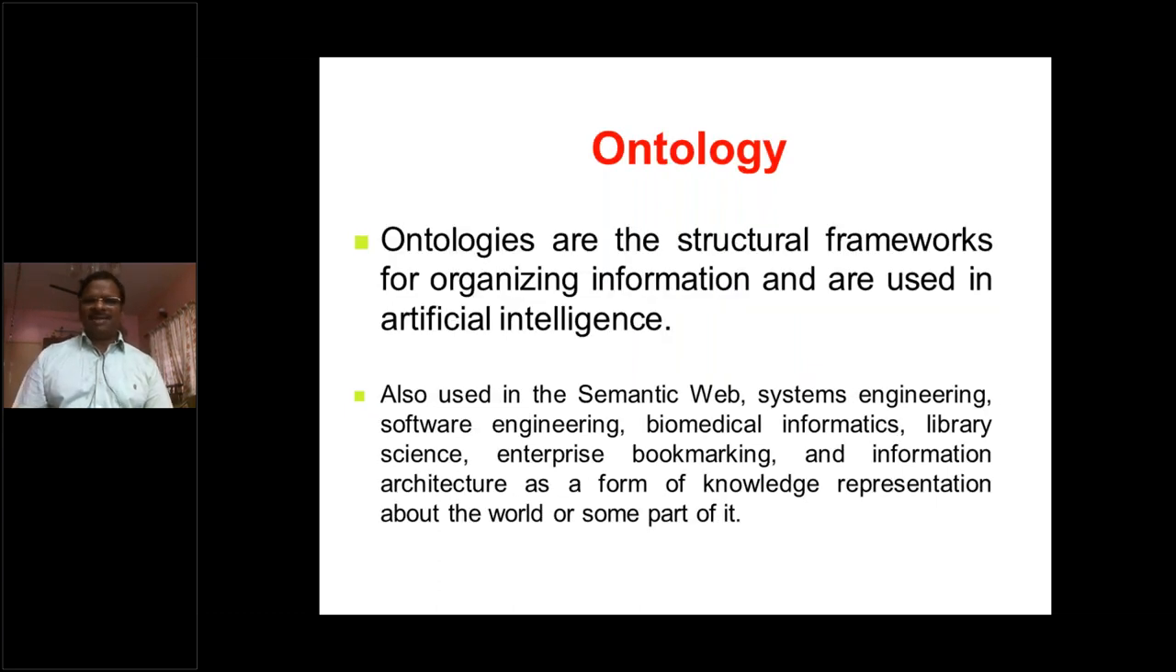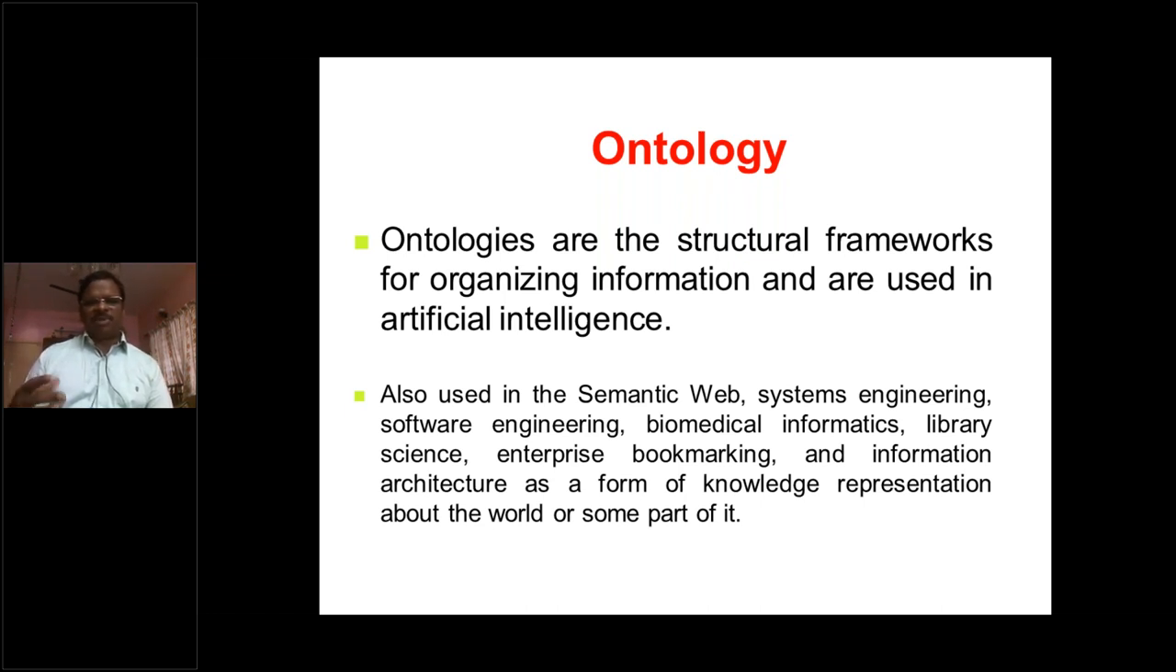So what is called an ontology? Many people do not know it very well. What is the concept of ontologies? They are structural frameworks for organizing information and are used in artificial intelligence. You can develop your own ontology. You can develop your own strategy. That strategy is called an ontology. Your own way of solving a particular problem is called an ontology.